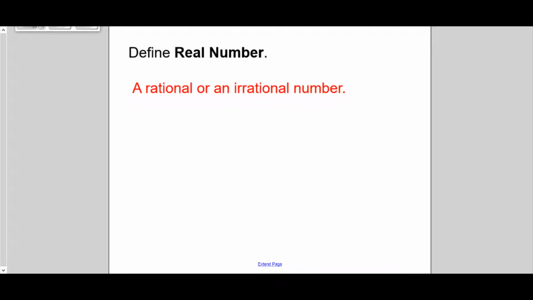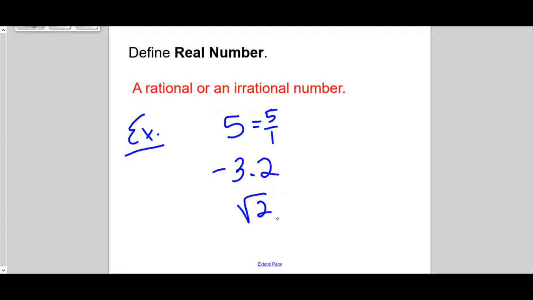So let's start off by defining what a real number is. A real number is a number that's irrational or rational. So, for example, the number 5 is a rational number. We could write it as a fraction, 5 over 1. We could say the number negative 3.2 is another example. We could also say the square root of 2, because this is a decimal that never ends. These are all examples of real numbers.